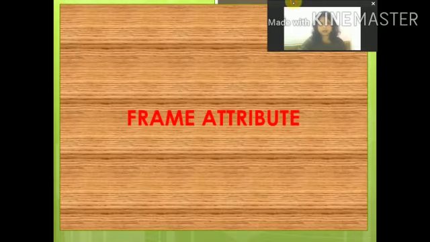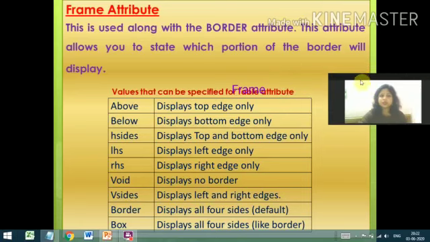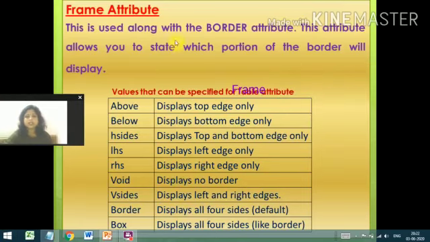Frame attribute. Actually, the frame attribute is used along with your border attribute. This attribute allows you to state which portion of the border will display. So these are the values which can be used along with your frame attribute. If you write above, it displays top edge only, below displays bottom edge only, hsides means horizontal sides, so it will display the top side and bottom side of the table.